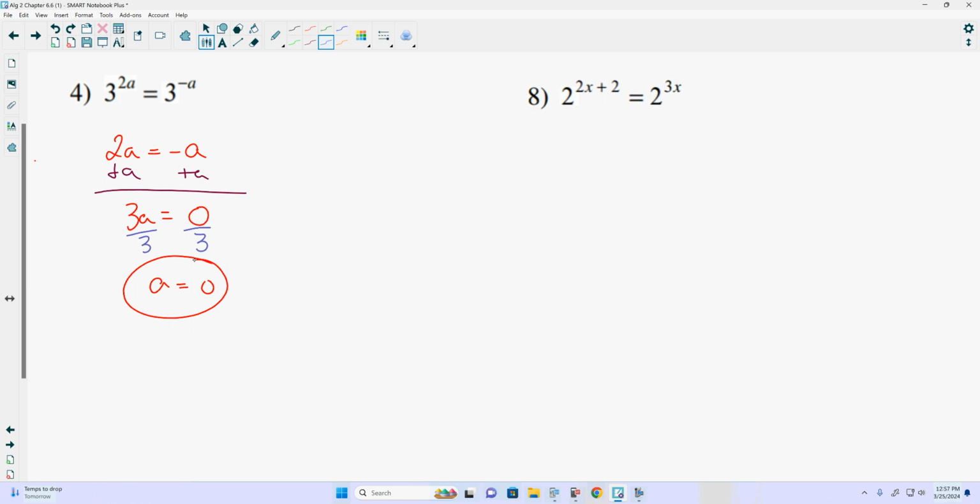I did that in my head, but it's weird when you did that. Yeah, so we could subtract 2a and it would get to the same spot. Questions on these here? Yes.